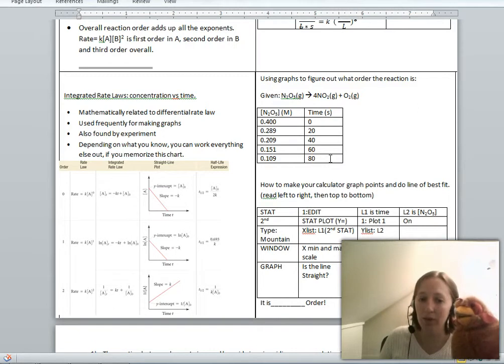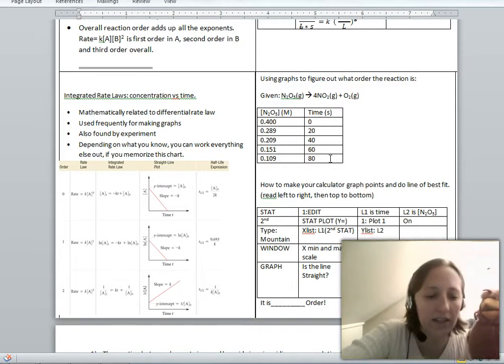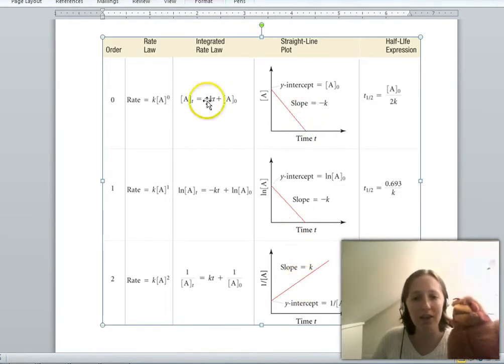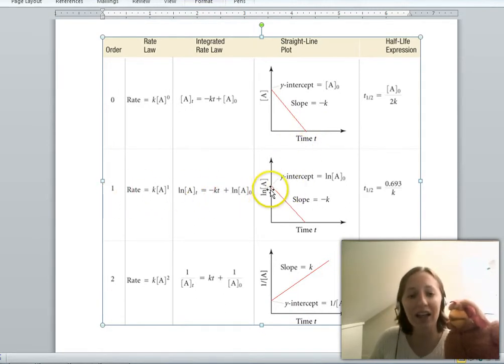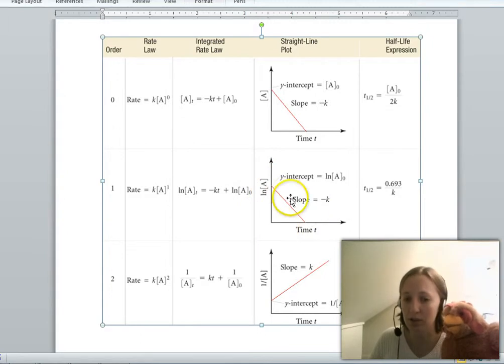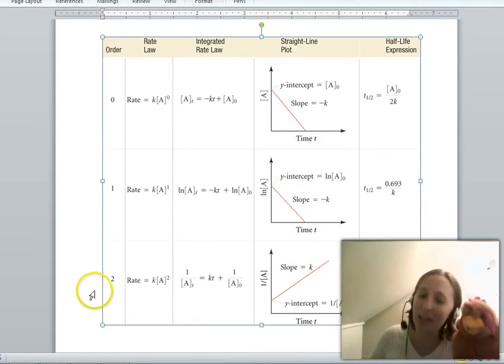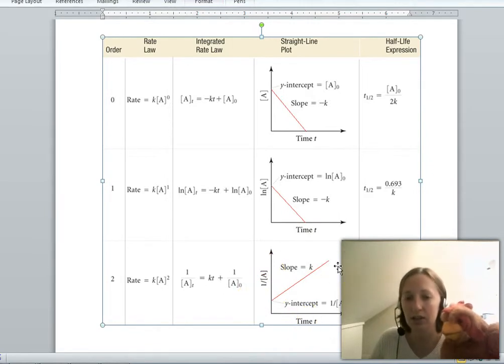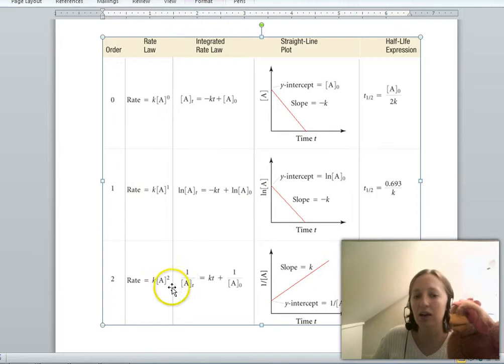And the way that you figure this out is you go, okay, I know that using these graphs, if it is zeroth order and I graph concentration versus time, it will be straight. I know that if it is first order and I graph ln of concentration versus time, it will be straight. And I know that if it's second order and I graph 1 over concentration versus time, it will be straight. Anything else besides that will be curvy.